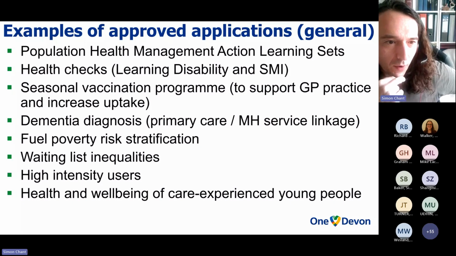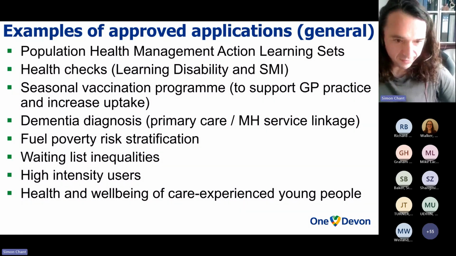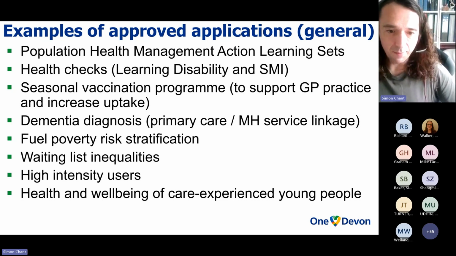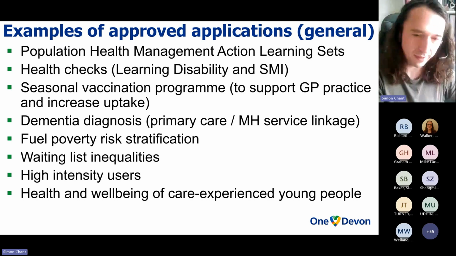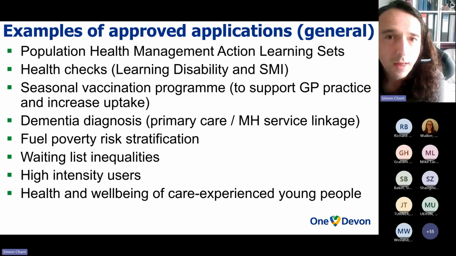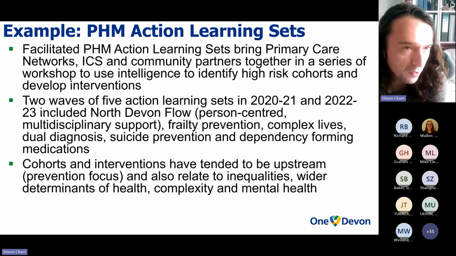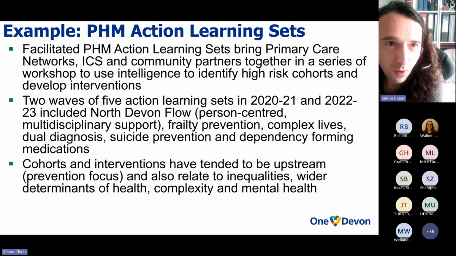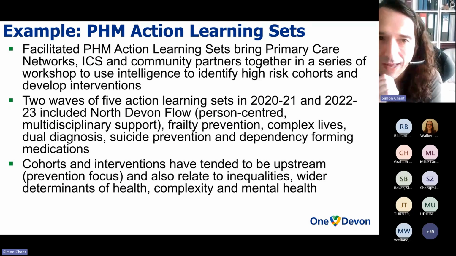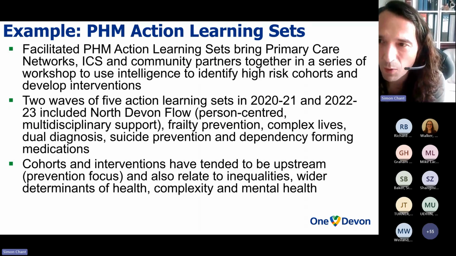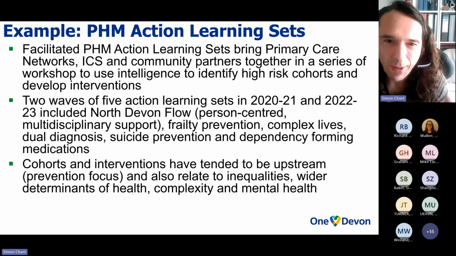So we've got work ongoing at present around fuel poverty and stratifying risk based on housing conditions, but also looking at health and wellbeing of care experienced young people for a health needs assessment, which is happening in the County Council. And this slide just gives a little bit of further detail around one of those. So this is around the PHM action learning sets. These learning sets were bringing together primary care networks with integrated care system and wider community partners, and about identifying those cohorts and developing interventions.